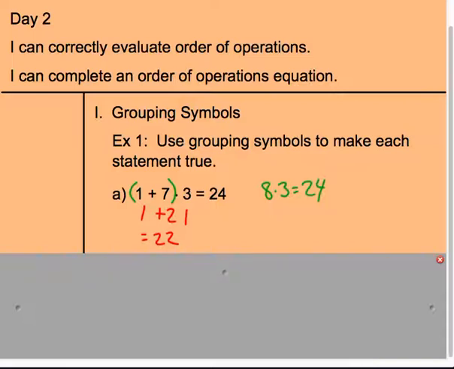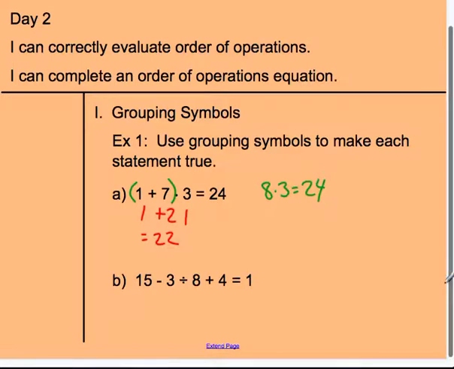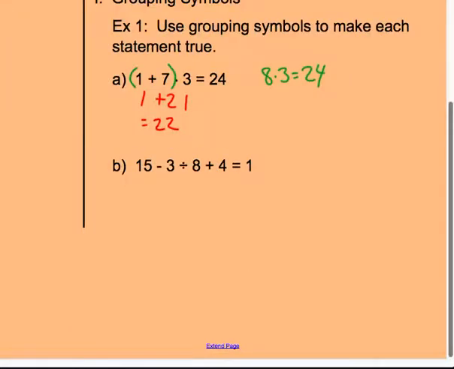Let's take a look at one more. In this case, we should do our division first, but of course 8 doesn't divide into 3 evenly, so we probably wouldn't be getting a whole number out of this. So we want to think about where our parentheses might help us. Well, I could put parentheses in front of the division symbol. 15 minus 3 is 12, but 8 doesn't go into 12 evenly either.